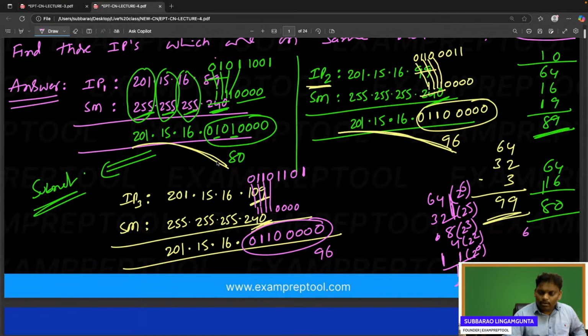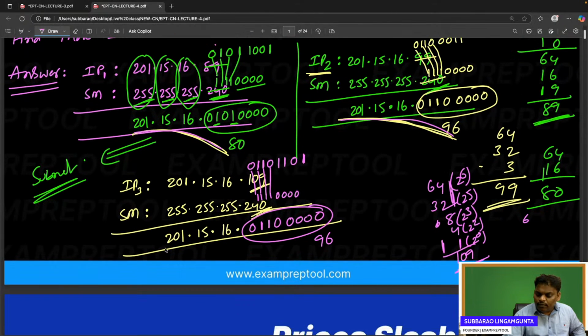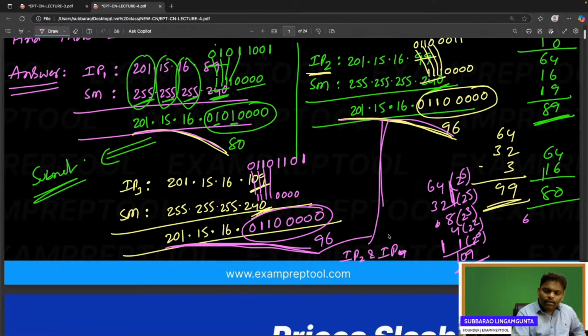See this one. The first IP belongs to this subnet ID. The second IP belongs to this subnet ID. The third IP belongs to this subnet ID. If you observe clearly, the second one and third one belong to the same subnet ID. So the final answer is IP2 and IP3 belong to the same network.